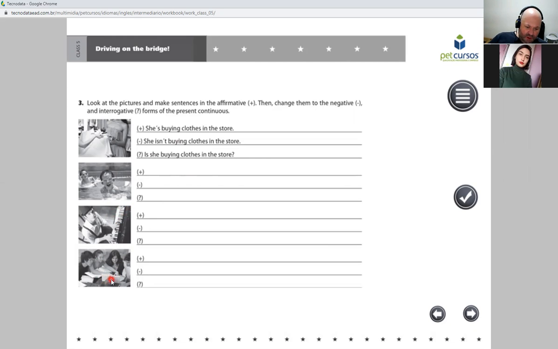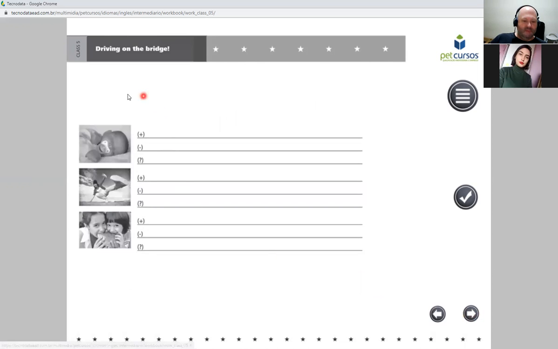What about picture three? Do you like studying? Yeah? Very good. What's your favorite subject?